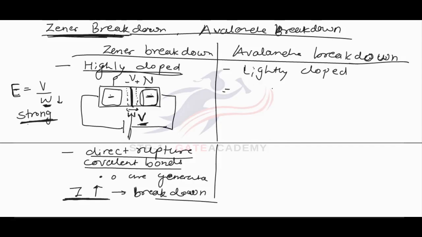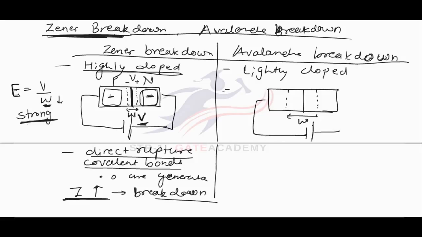In avalanche breakdown, we have a lightly doped diode. If diode is lightly doped, we can see that this time the depletion layer width is very large as compared to earlier case.